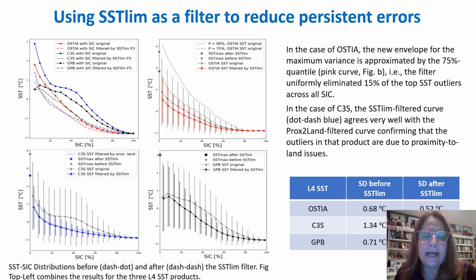In the case of the CCI, we reduce the standard deviations, but we're also able to eliminate the bump entirely. Together, there's the curve for the proximity to land filter we used before, and we can see that both filters agree pretty well, so we're pretty certain that the problems in the CCI are due to coastal pixels. And then for the GHRSST blended, we reduce the standard deviations, but we are also able to obtain the right concavity of the SST sea ice concentration dependence.